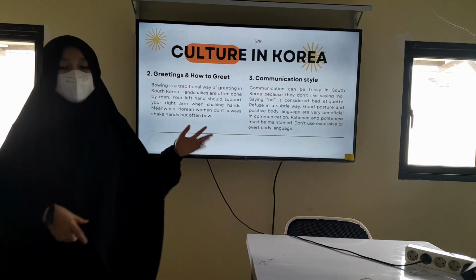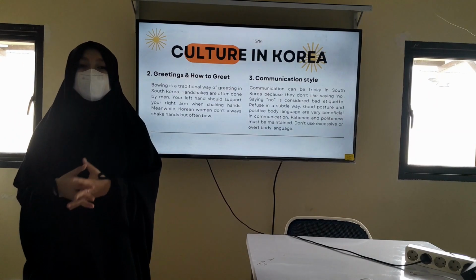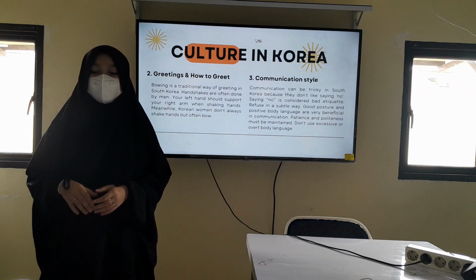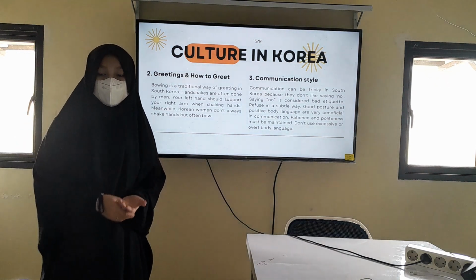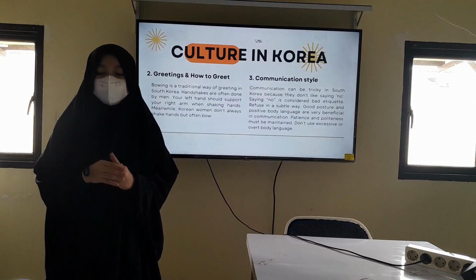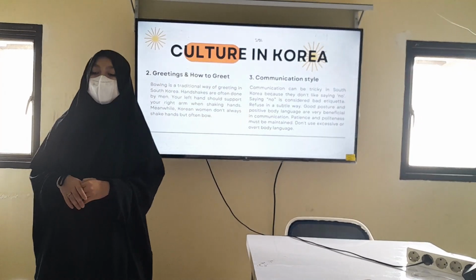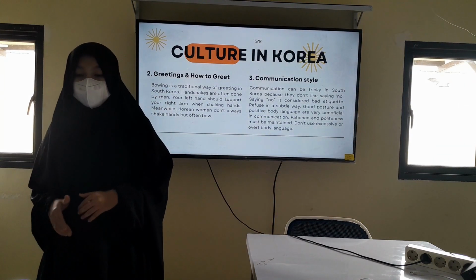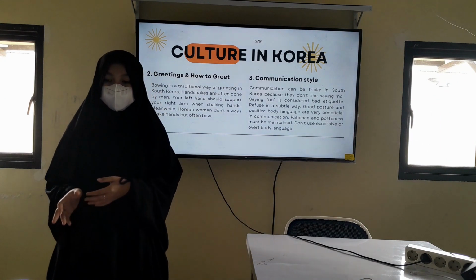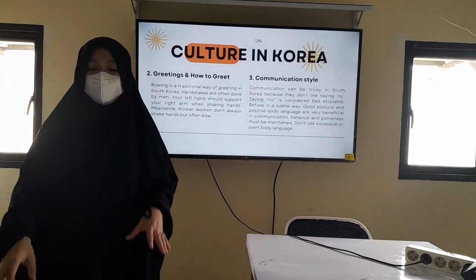Third, communication style. Communication can be tricky in South Korea because they don't like saying no. Saying no is considered bad attitude, so it is put in a subtle way. Good posture and positive body language are very beneficial in communication. Manners and politeness must be maintained. Don't use excessive body language.